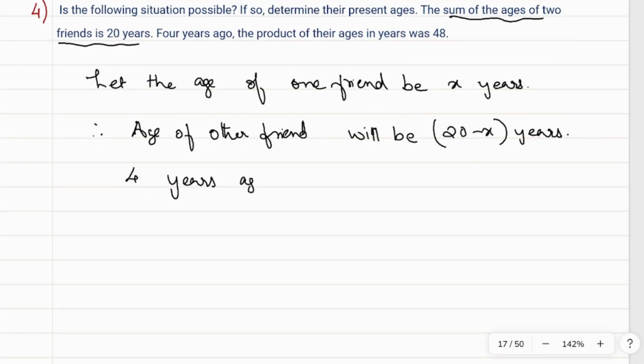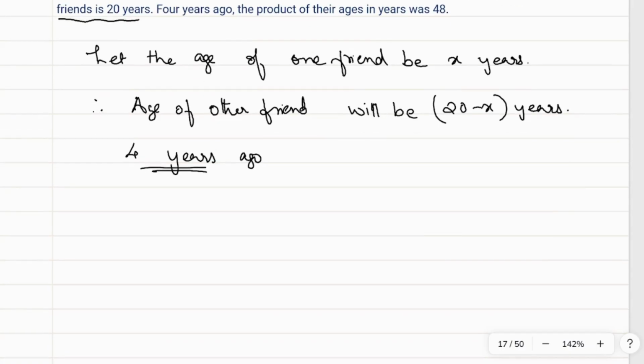4 years ago. 4 years ago means what? Before 4 years. For example, currently if his age is 12 years, then before 4 years, from the 12 I need to reduce the 4. That means 4 years before he will be having how many years? He will be 8 years, right? So here, 4 years ago, the age of the first friend is equal to x minus 4 years.